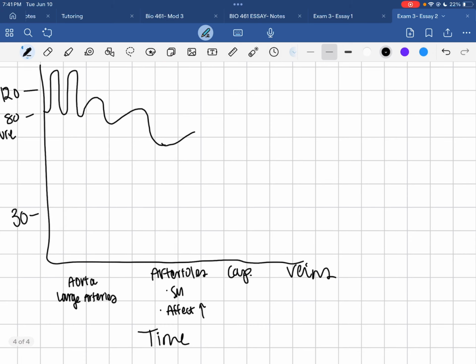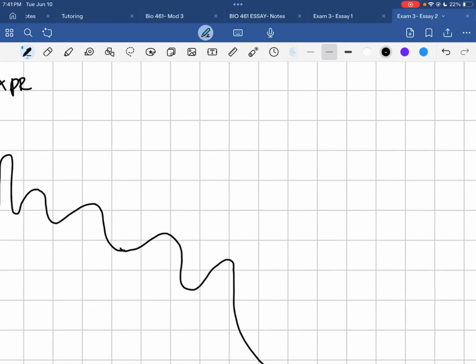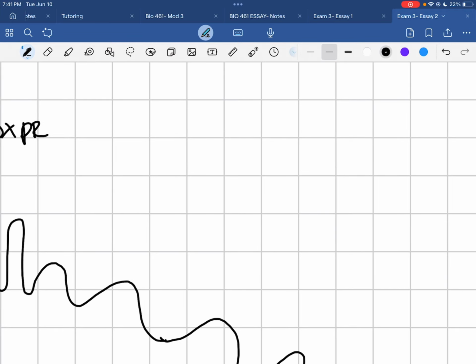In the aorta, we're going to have the greatest amount of pressure at the very beginning, and then as we start to move towards the arterioles, the pressure starts to decrease, and then once we get to the capillaries, that's kind of like when it all just simply flows off.